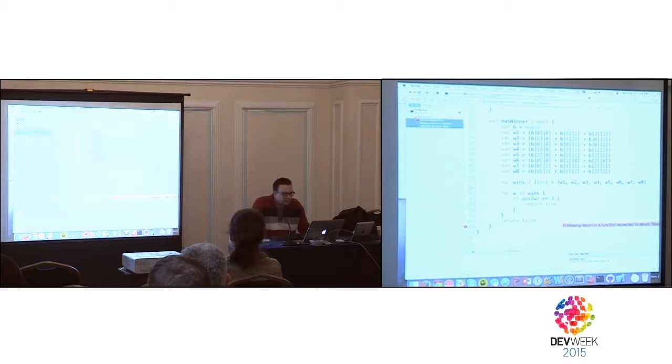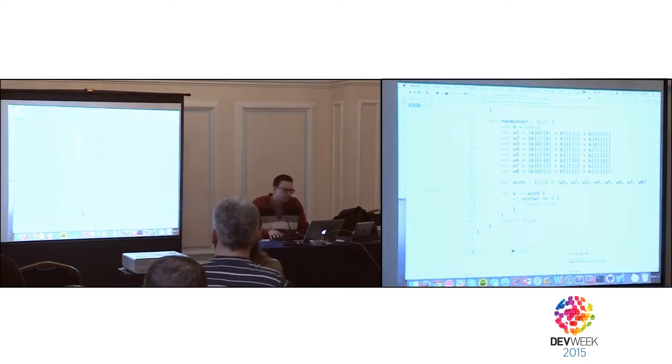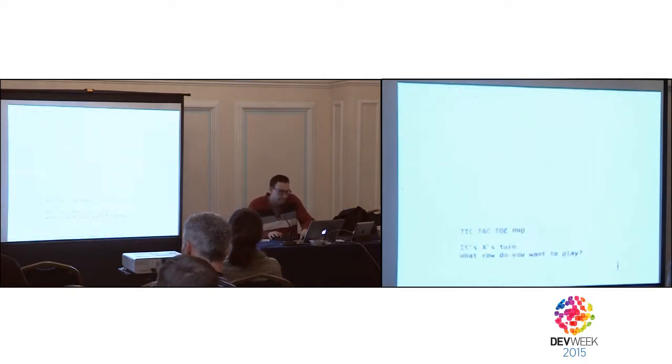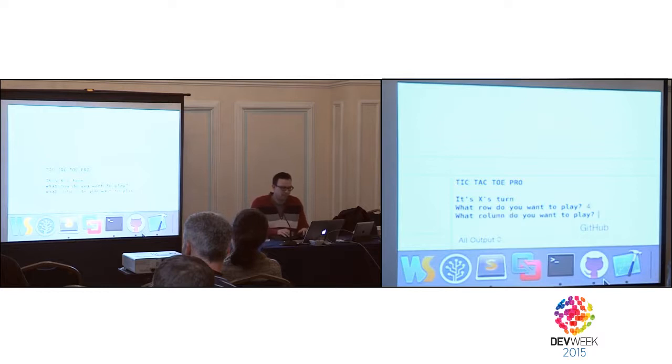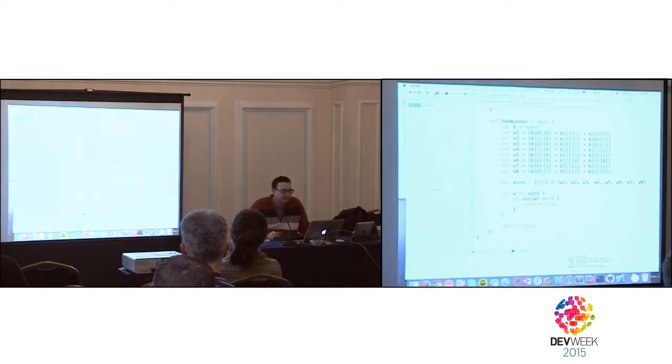Still missing, oh. Wait a minute. All right, it didn't succeed, it succeeds. Okay, so we go down here. It says, what row do you want to play for? What column do you want to play to? Okay, and it just goes around and around. All right, so that's cool. Now let's actually start to play the game.